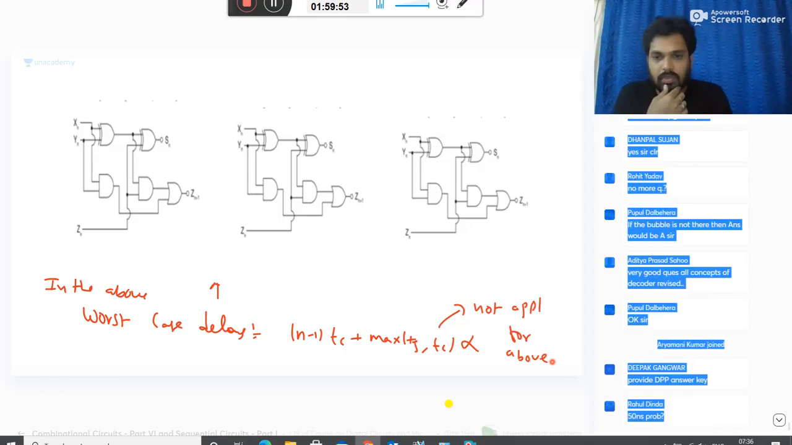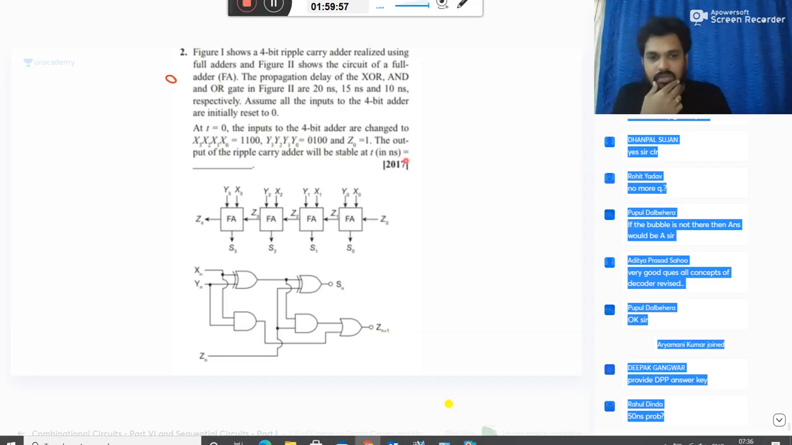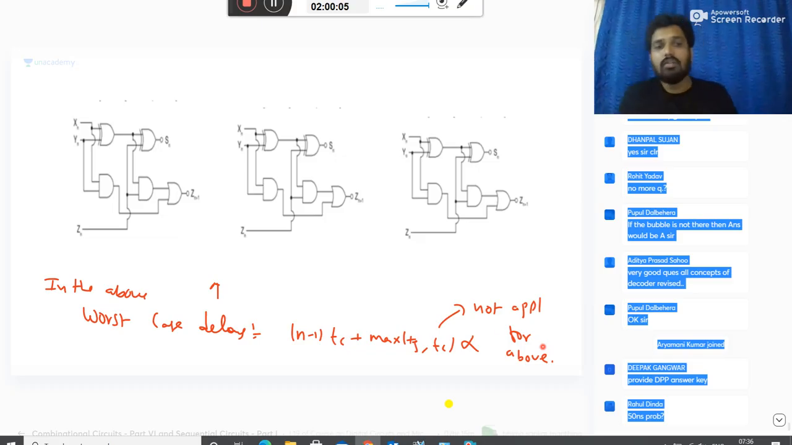I will provide it on Monday. The 15 nanoseconds problem, the answer is 50 nanoseconds only. That is correct. We have already discussed that well in the doubt session. I calculated the worst case delay by using this formula blindly. That is wrong, I'm saying.